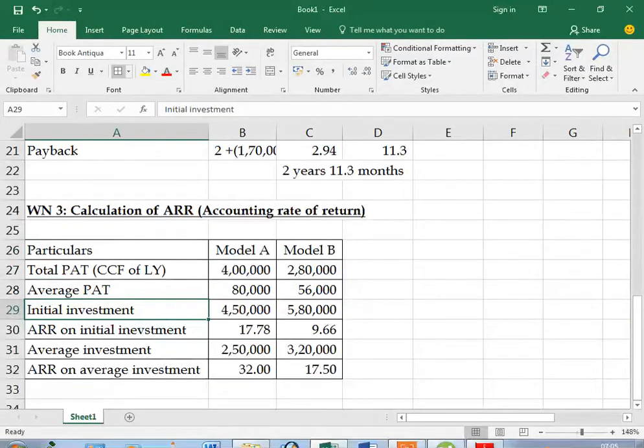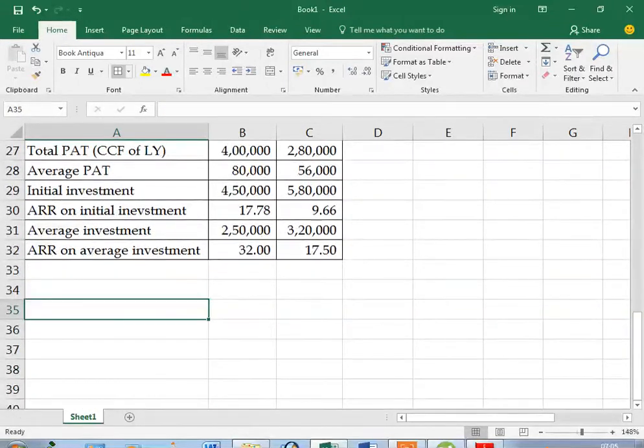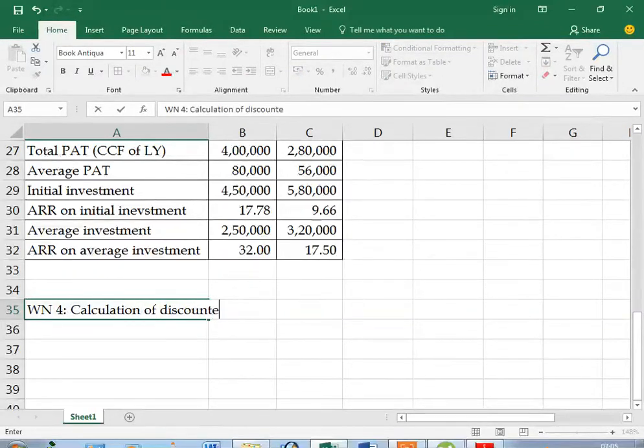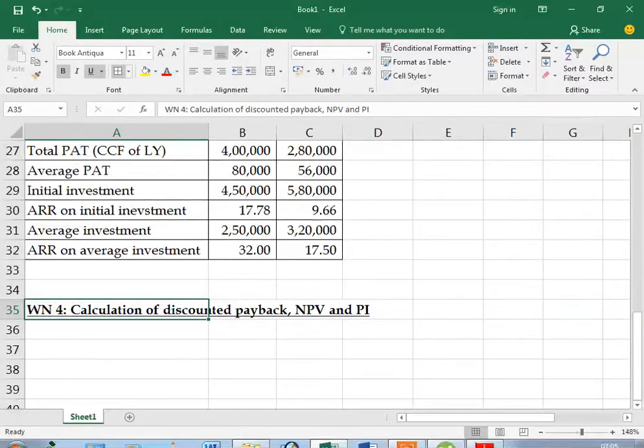Can you proceed? So payback is done, discounted payback is done, ARR is done. Now onwards all techniques will involve time value of money also. So all other three techniques we will do together. Next, working note for calculation of discounted payback, NPV and profitability index.